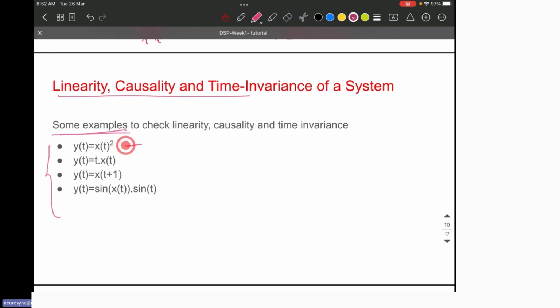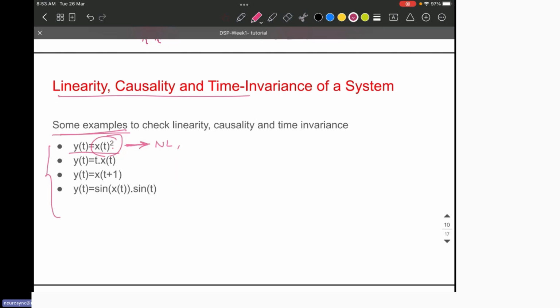What about the first example? Can you tell me whether the system is linear or non-linear? The first example is y of t is equal to x of t square. This is a non-linear system. By looking at the expression, you can directly say using the thumb rule, because this is the square of the input term. There is no scaling and additivity. So this system is non-linear.